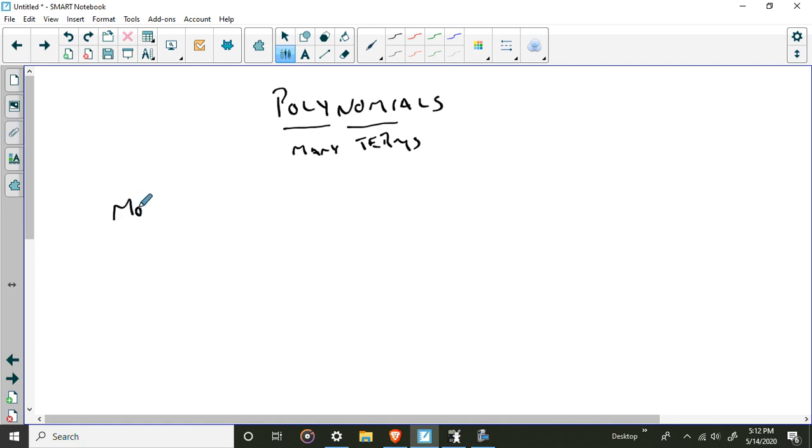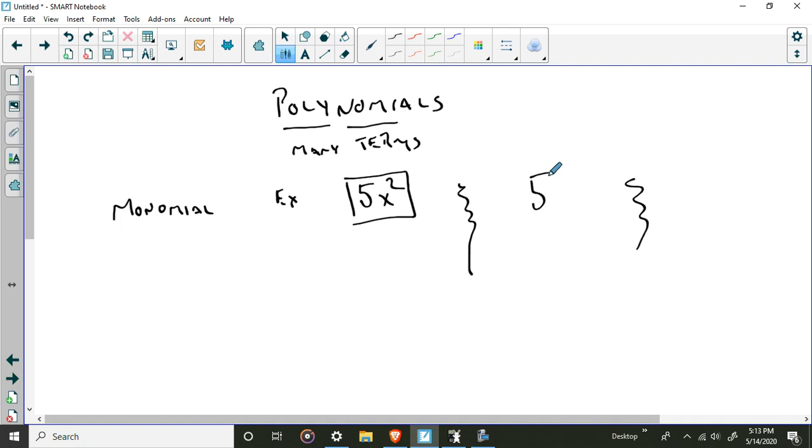So mono, meaning one, and rail, meaning rail. A monomial has one term, okay? So examples, and I'll kind of separate these by things so we don't get confused. 5x squared. There is one term there. It is a monomial. If I just said 5, that is one term. That is a monomial. If I said 3x to the third, that is a monomial, one term.